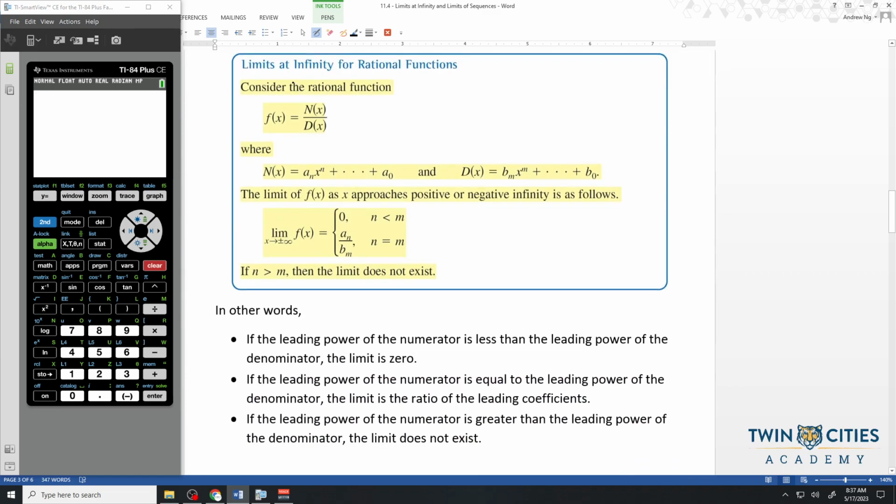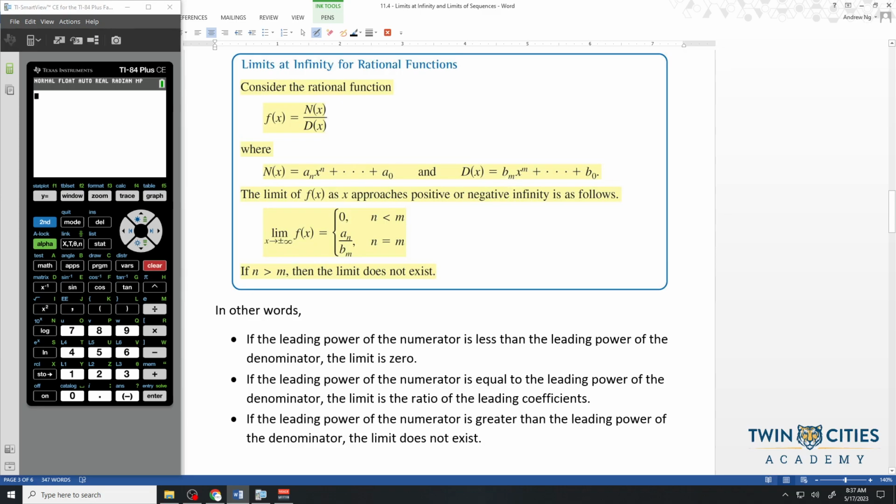I also have limits at infinity for rational functions. Let's say I've got f of x equals n of x over d of x. So these are two different functions. I can think of this as one polynomial over another. And here, n of x might be something like a sub n times x to the n, plus all the way down to just a constant. And same thing for d with b's, and then instead of n's, m's.